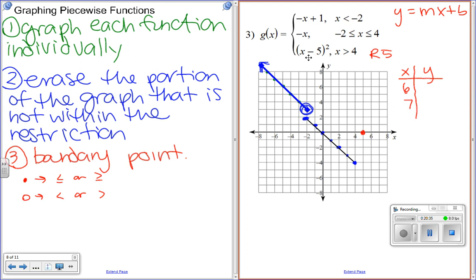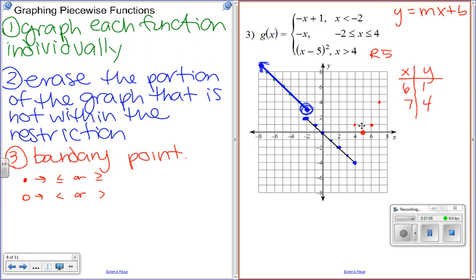If I plug in 6 to this function, 6 minus 5 is 1, squared is 1. 7 gives me 7 minus 5 is 2, squared is 4. So I'm just going to plot 1, and then at 7 I'm up at 4. You can reflect these over as well, and if you notice, 4 is included, 4 is my boundary, but 3 is in my other region. So you can reflect the point from 7 over here, but you will end up erasing it because it's not greater than 4. So it's up to you whether you plot that or not.